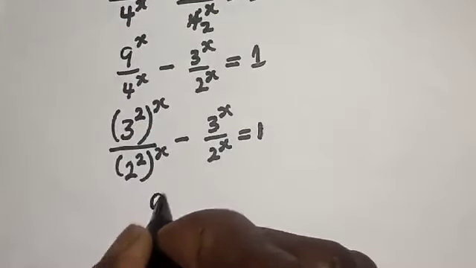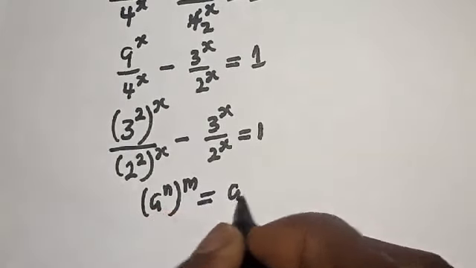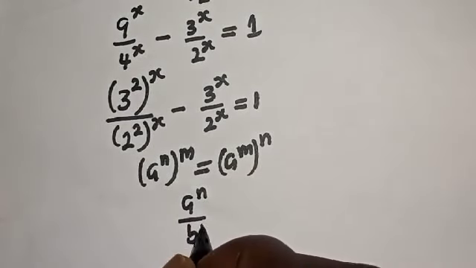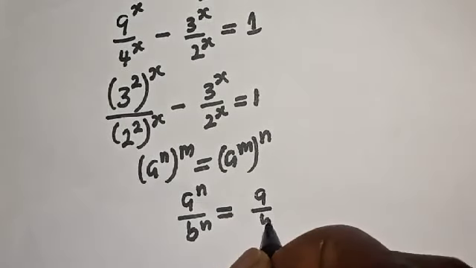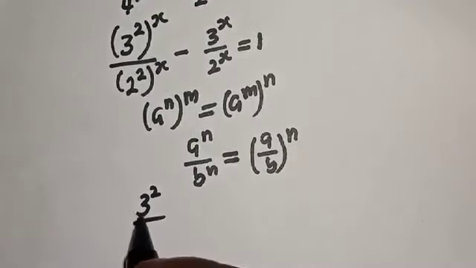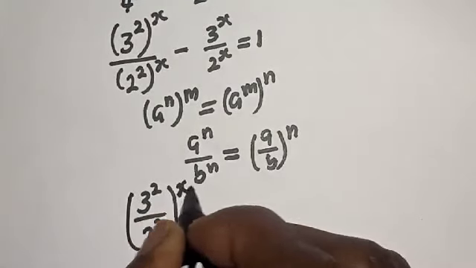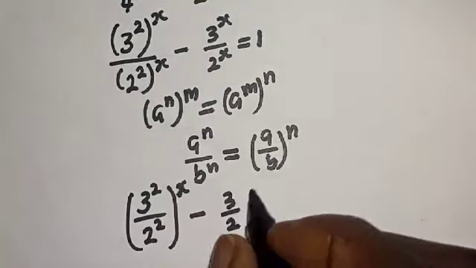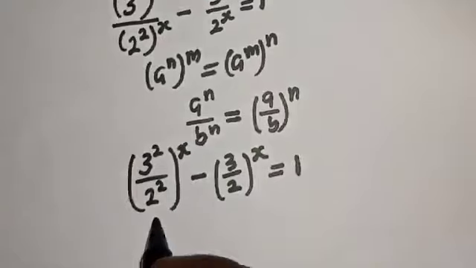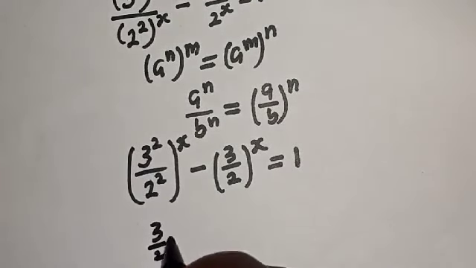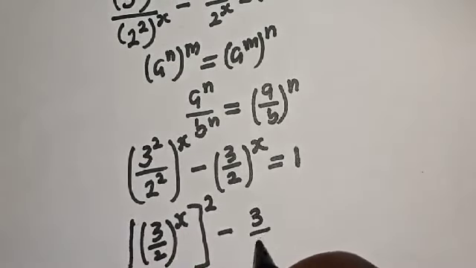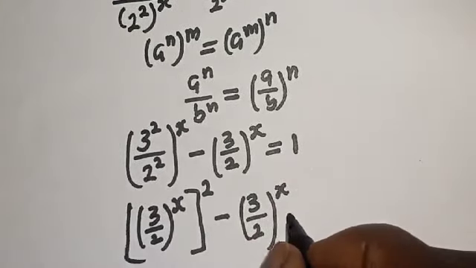Take note of this rule that if you have a raised to power n raised to power m, this is equal to a raised to power m raised to power n. Also, if you have a raised to power n over b raised to power n, this is equal to a over b all raised to power n. So from here we have 3 square over 2 square all raised to power x minus 3 over 2 all raised to power x is equal to 1. Then from this rule we have 3 over 2 all raised to power x all square minus 3 over 2 all raised to power of x is equal to 1.